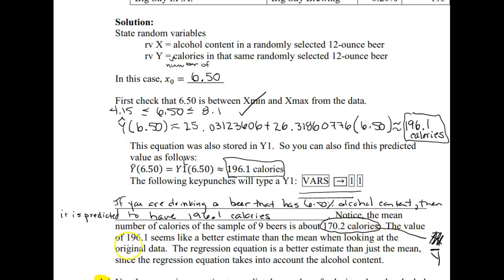Now, the value of 196.1 seems like a better estimate than the mean when looking at the original data, and that's because the regression equation takes into account the alcohol content.